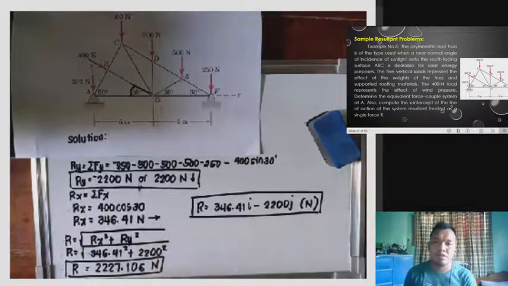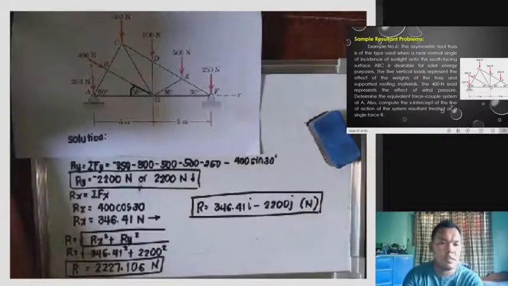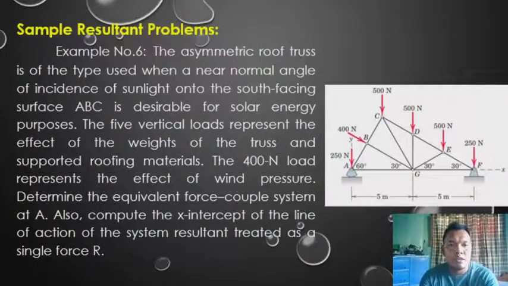Okay, check natin yung question ulit. Balikan natin. Determine the equivalent force couple system at A. So, ibig sabihin na hanapin natin yung couple, no? So, moment tayo. Moment tayo sa A, tapos R times B tayo, no?